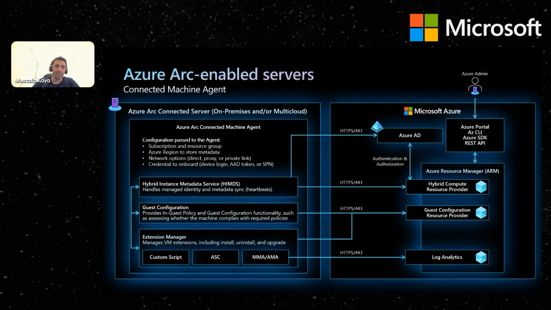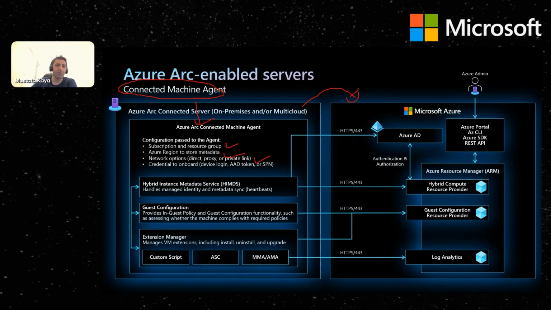We have, as I mentioned, only one agent. That's the connected machine agent. And the rest of the things work as an extension model. We install this agent on your on-premise or multi-cloud virtual machines or physical servers. And we pass to the agent the subscription, which region, and the network connectivity model, and then connect this to the public cloud, to the Azure side.